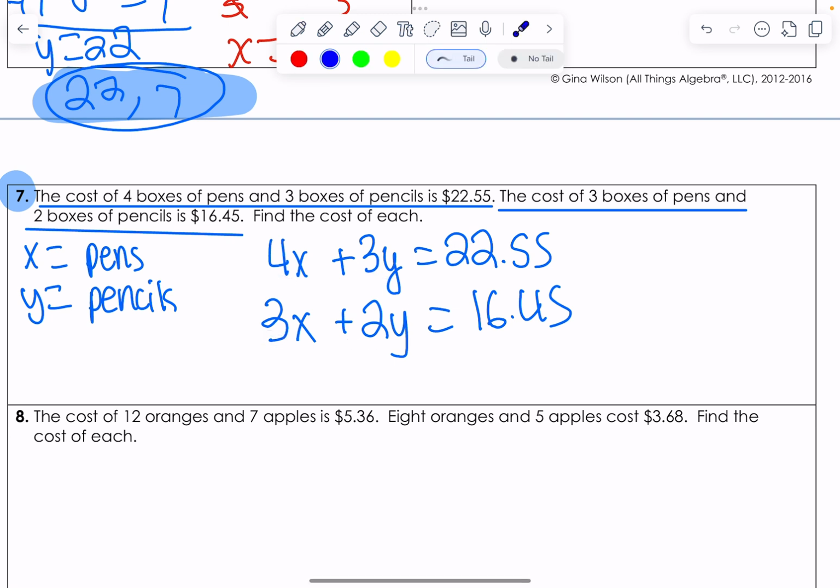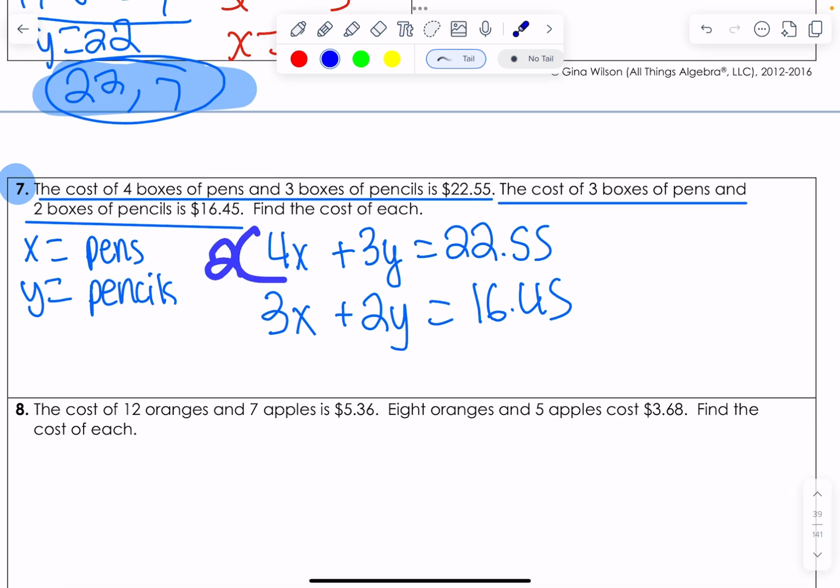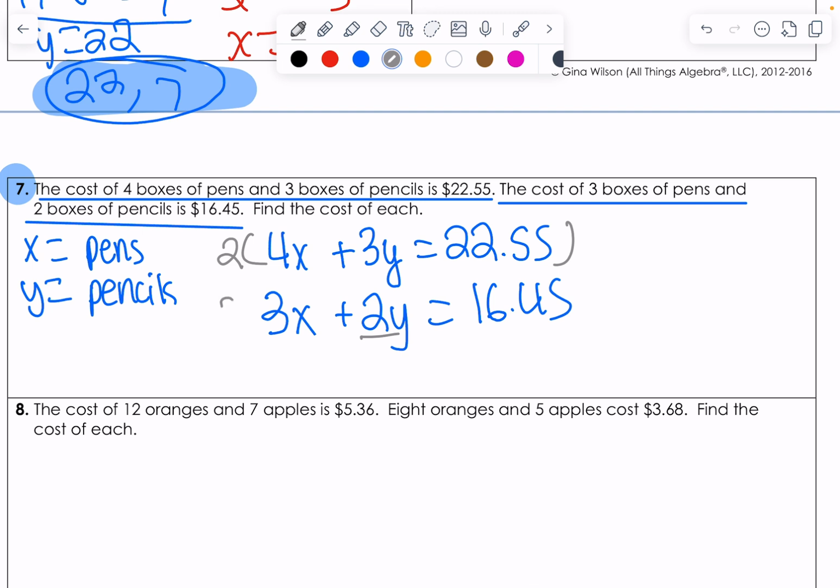In this situation, in this case I chose to eliminate y, so we take the coefficient of y in our bottom equation and multiply the entire top equation by that coefficient. So I'm going to take 2 and multiply the entire top equation by 2. Same thing, let's take our top coefficient of y and multiply the entire bottom equation by that coefficient. In this case, my top coefficient of y is 3. So multiply the entire bottom equation by 3.